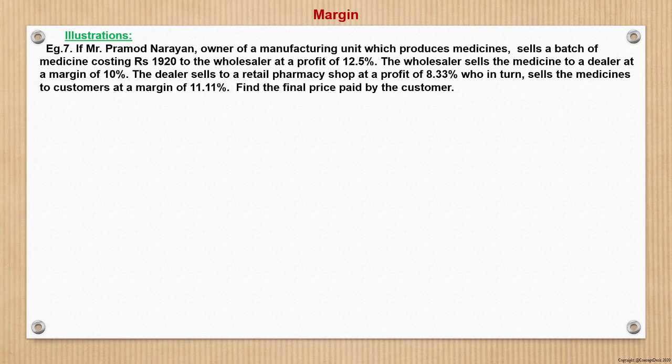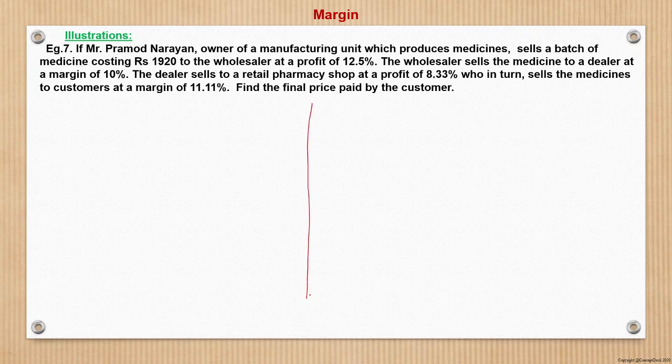Now we will solve another question. Here it says that Mr. Pramod Narayan, owner of a manufacturing unit which produces medicines, sells a batch of medicine costing rupees 1920 to the wholesaler at a profit of 12.5%. The wholesaler sells the medicine to the dealer at a margin of 10%. The dealer sells to a retail pharmacy shop at a profit of 8.33%, who in turn sells the medicine to a customer at a margin of 11.11%. Find the final price paid by the customer.